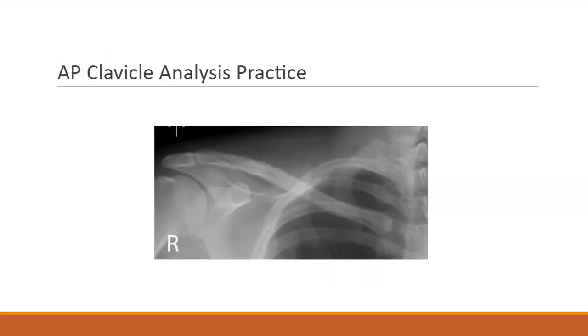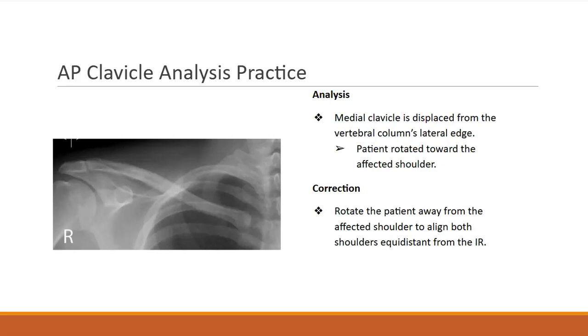Go ahead and review this AP clavicle practice analysis and answer the following question. In this first practice analysis, you wanted to take a look and ensure that you got all your anatomic structures. We got from the clavicle to the acromion process. And we want to determine if there's any plane tilting or rotation.